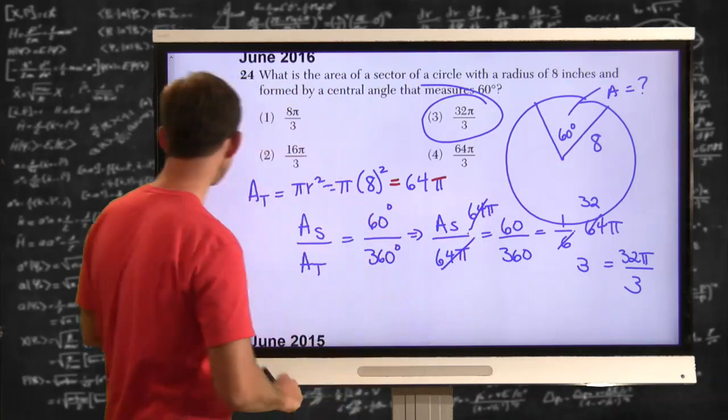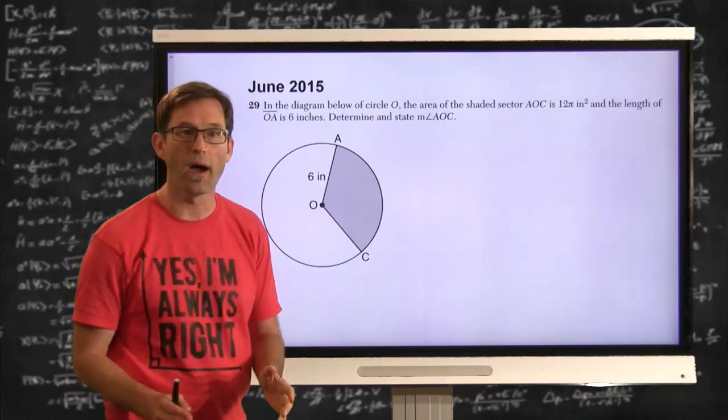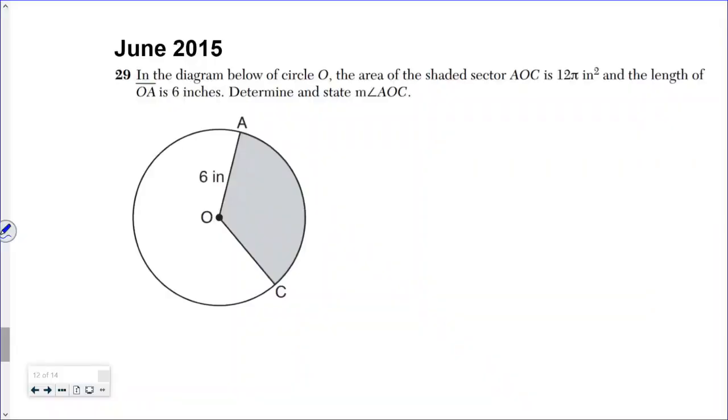Now, they can do a little twist in this type of problem. Take a look at June 2015, number 29. In the diagram below of circle O, the area of the shaded sector is 12 pi square inches. And the length of OA is 6 inches. Determine and state the measure of angle AOC.